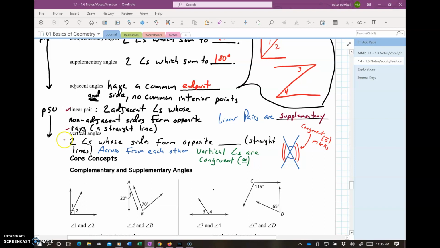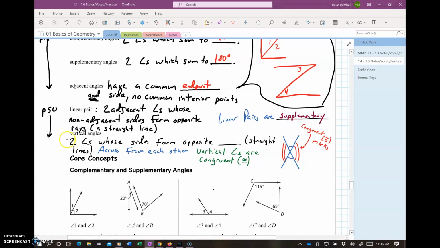Vertical angles, this one is really key too. Linear pairs and vertical angles are going to be important for you to recognize. These are going to set up equations, just like the right angles set up equations. Linear pairs set up equations like the right angles. Vertical angles set up equations similar to an angle bisector.